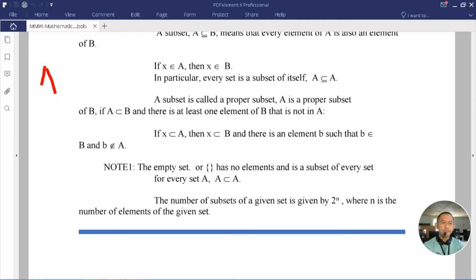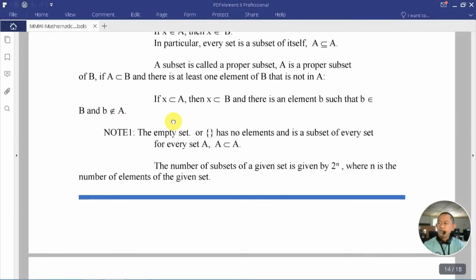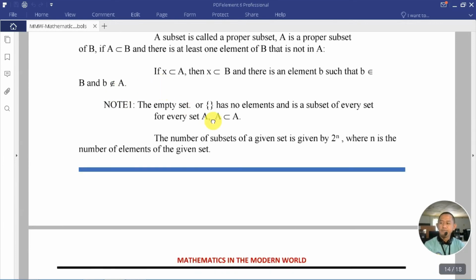Now, if A is a subset of B, then there's an element of B such that it is an element of B and not an element of A. Muna ang sa proper subset. So meaning na ay element sa B na wala sa A.